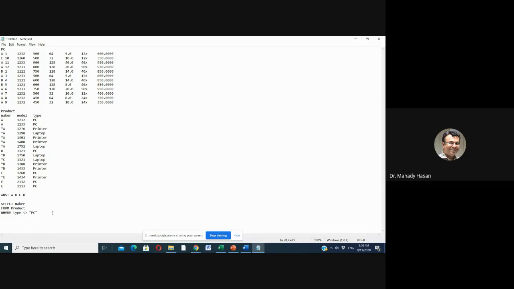They have mentioned if a producer is producing a model which is absent in the PC, that producer should not occur. So here you can see E is producing a model 2012, 2112, and 2113, these models are not there in PC table. That's why E should not come. However, E is producing printer and E is producing another PC which is 1260 that is available. But since E is producing 2112 and 2113, that's the reason why E is not appearing.